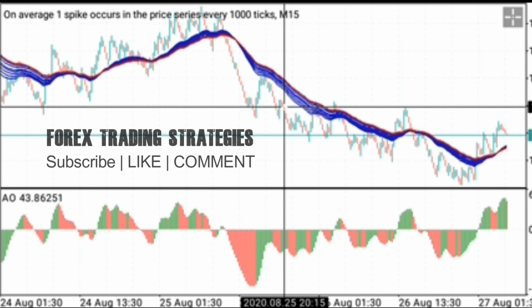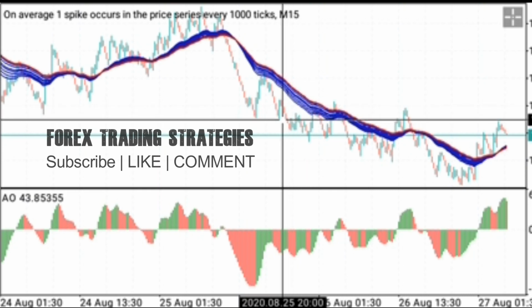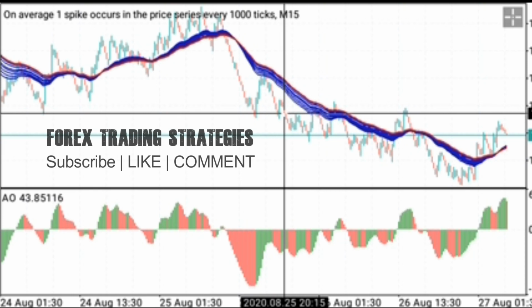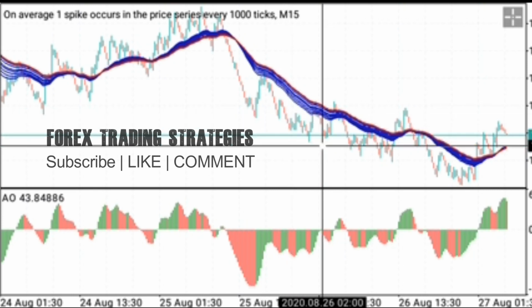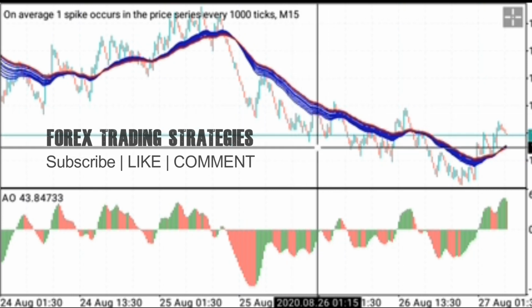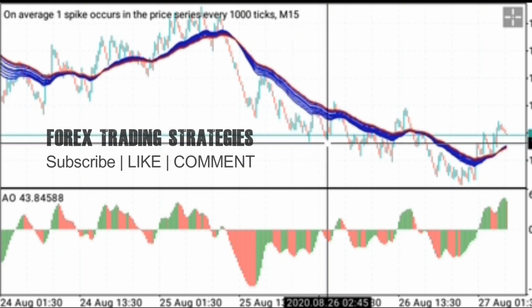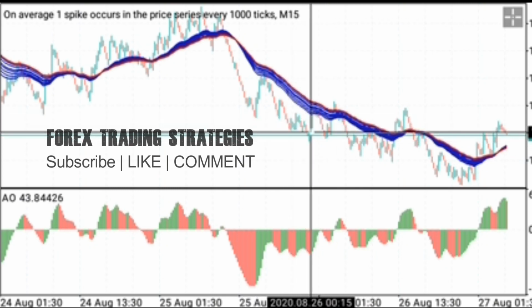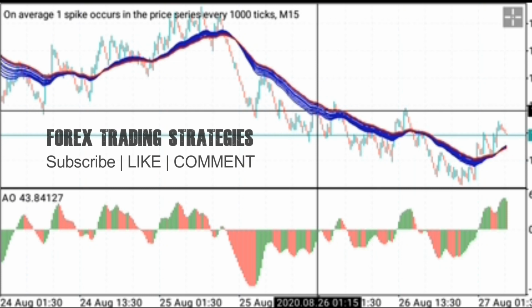So there was a sell, but I wouldn't have taken it. I would have probably missed all of this and waited for that. And again, same story.